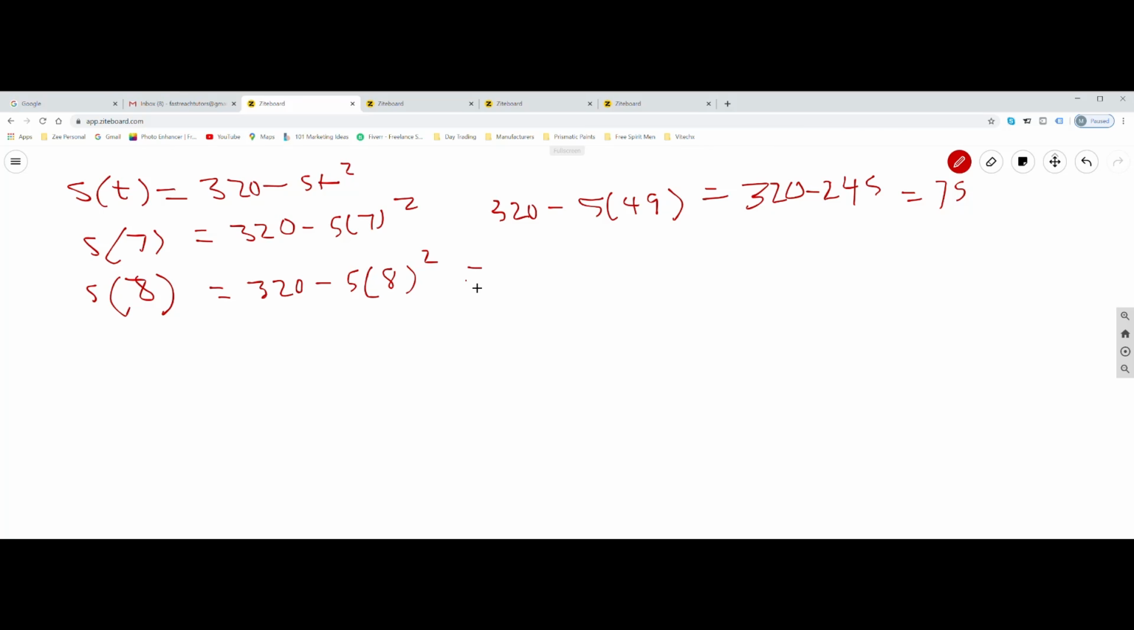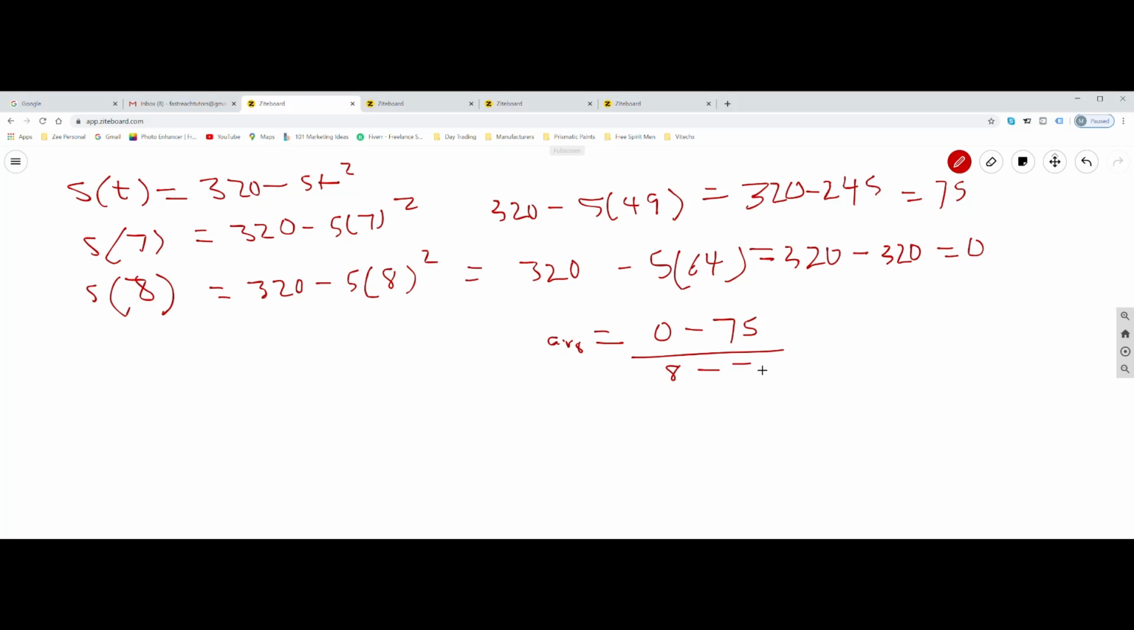Then we have 320 minus 5 times 64 equals 320 minus 5 times 64. 320 is equal to 0. So average velocity at 8 is equal to 0 minus 75 over 8 minus 7, which is negative 75 meters per second.